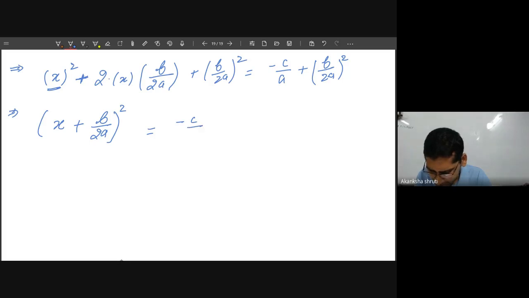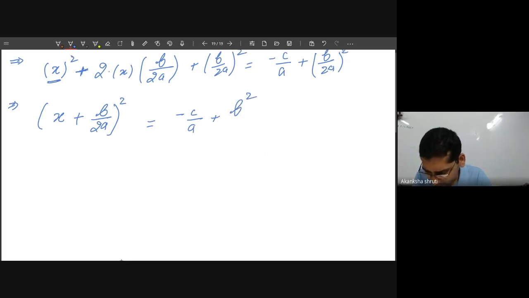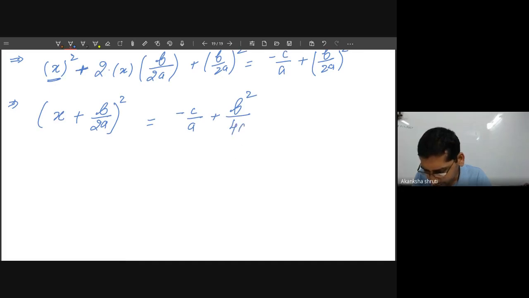It is minus c by a plus, you just break that whole square, b square by 4a square. Okay, student? It is like this one. Student, now observe carefully. What is in the left hand side? X is present at how many positions or locations? Only one location. This was the ultimate purpose. And conversion of this distributed x at only one point leads to completion of a square. So this method was the method of completing a square.